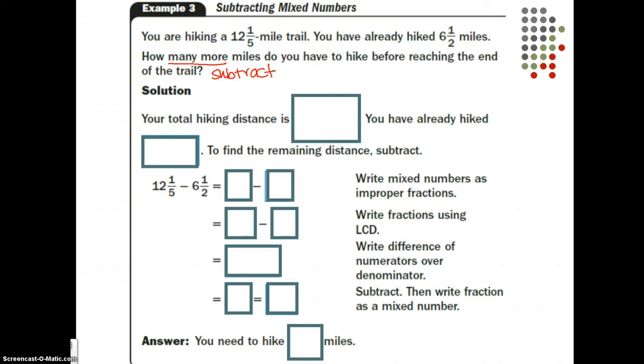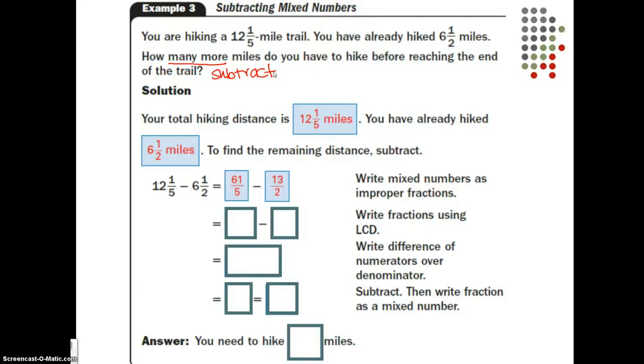Well, the total distance is 12 1/5 miles. You already have hiked 6.5. So we're going to subtract these two numbers, changing them into improper fractions. The LCD of 5 and 2 is 10. 5 times 2 is 10, so 61 times 2 is 122. 2 times 5 is 10, so 13 times 5 is 65.